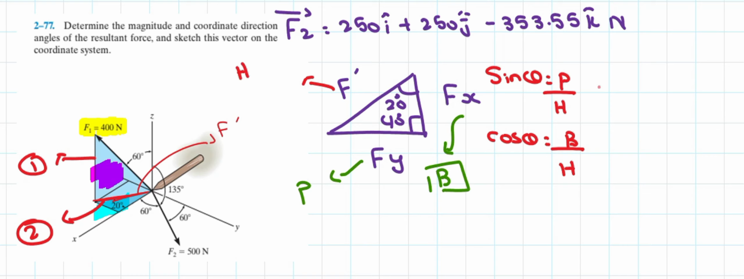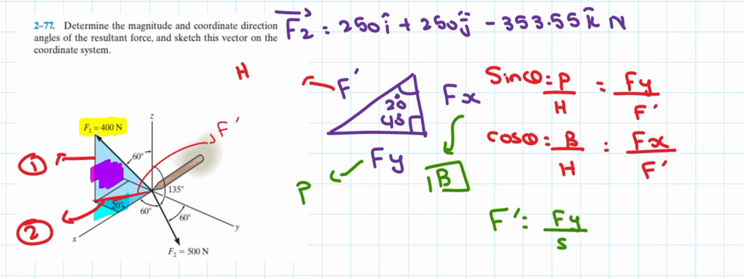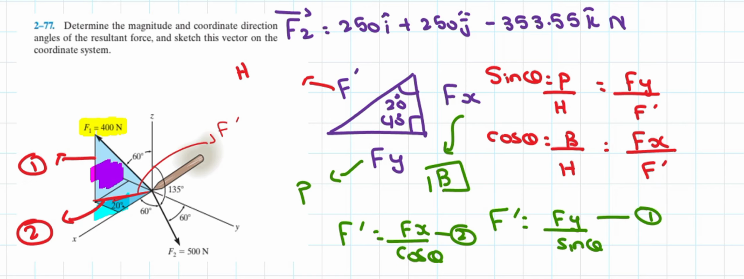So sine theta equals perpendicular upon hypotenuse, the perpendicular here is Fy and the hypotenuse is F prime. Similarly, cos theta equals base upon hypotenuse, the base here is Fx and the hypotenuse is F prime. So F prime equals Fy upon sine theta, let's call this equation number 1, and similarly F prime equals Fx upon cos theta, let's call this equation number 2. Let's talk about triangle number 1 here.